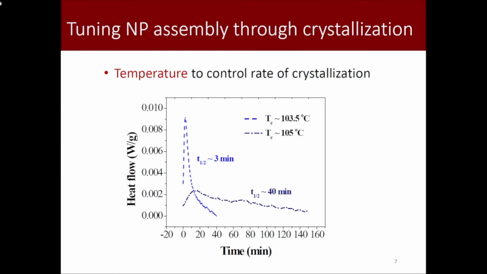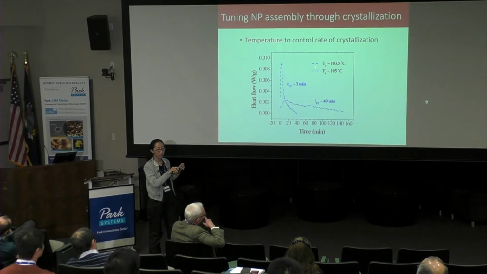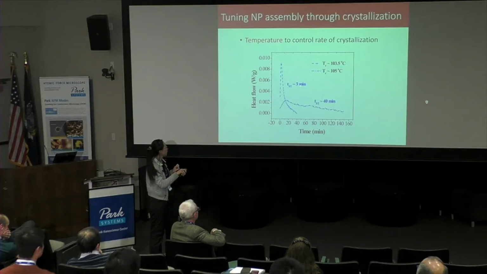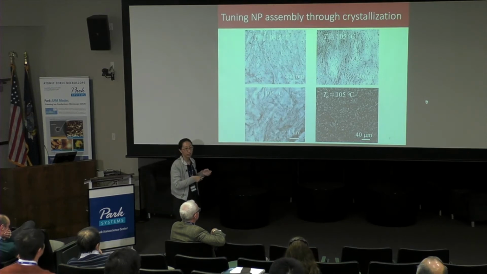We can see that just by varying the isothermal crystallization temperature from 103.5 degrees C to 105 degrees C, only a 1.5 degrees C difference, the half crystallization time changed from 3 minutes to 40 minutes. And with only this 1.5 degrees difference, we can see a huge morphology difference.